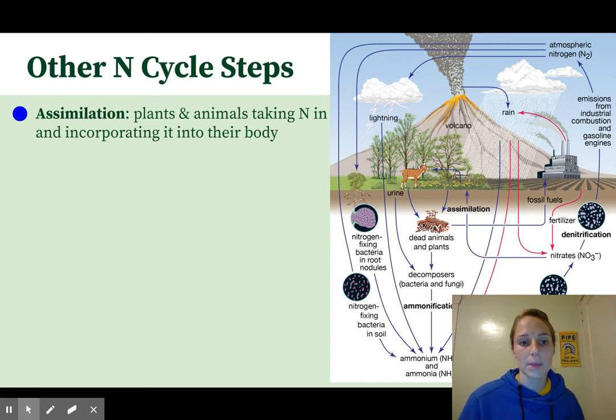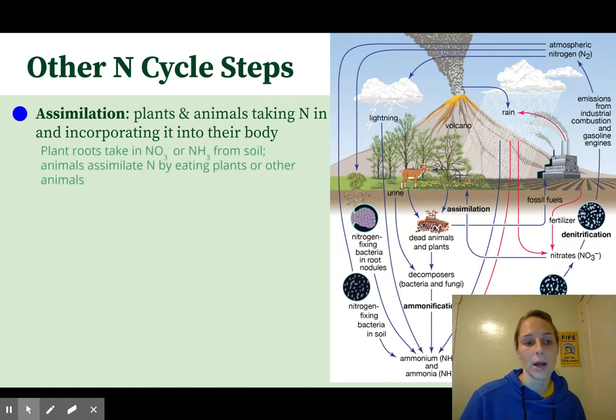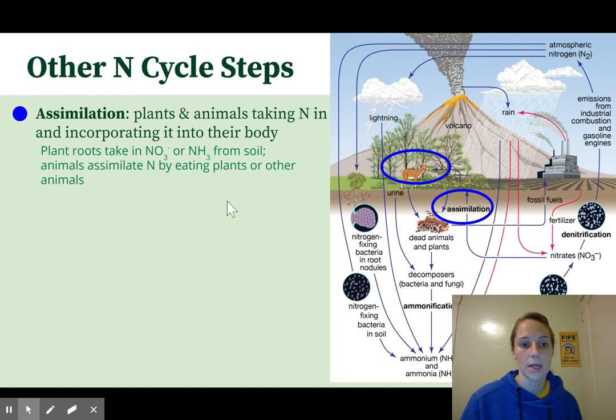The first one's going to be assimilation. This is where plants and animals take nitrogen in and incorporate it into their body. Plants do this through nitrate or through ammonium that's in the soil. Animals assimilate this nitrogen by eating other plants or animals. So ultimately, it got into the plants, which are then eaten by animals, and that's how they get it. If you notice, blue is this little dot next to assimilation, which is why there are blue circles here showing assimilation. So you can find them in this sort of hectic diagram here.